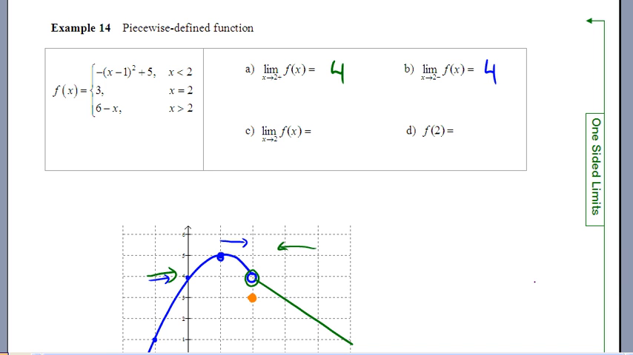And then the next one says, could you combine those two ideas? Could you just give us one answer? Sure. It looks like the graph's just plain old heading for 4. And what does the graph do right at the moment when x is 2? That's what part D asks. And the answer is, it's not really following the rules. It skips down to a 3. That's totally okay. All right, next limit.